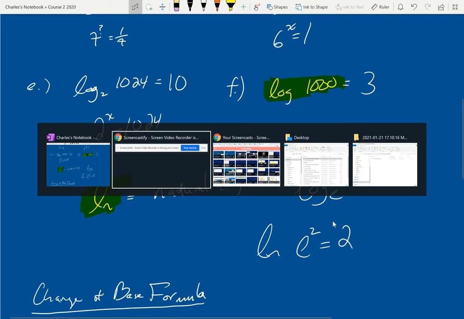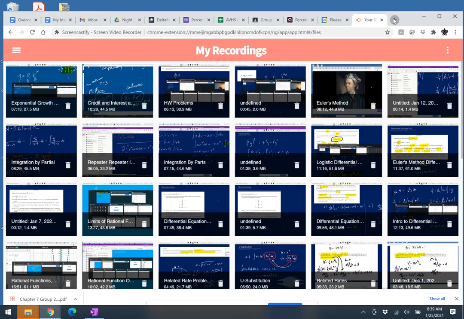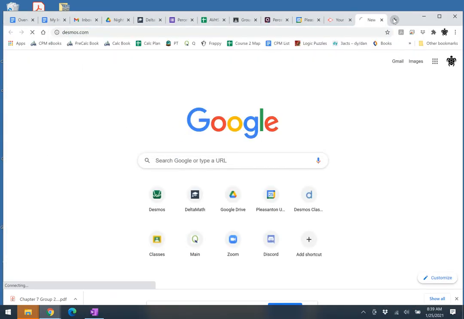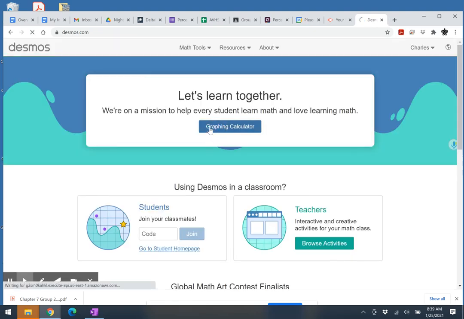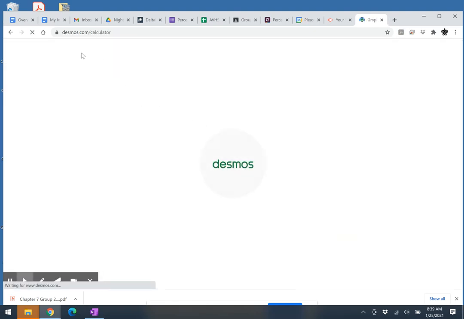Now, one thing that may be worth just pointing out here is when you think of, let's think of this function y is equal to e to the x.